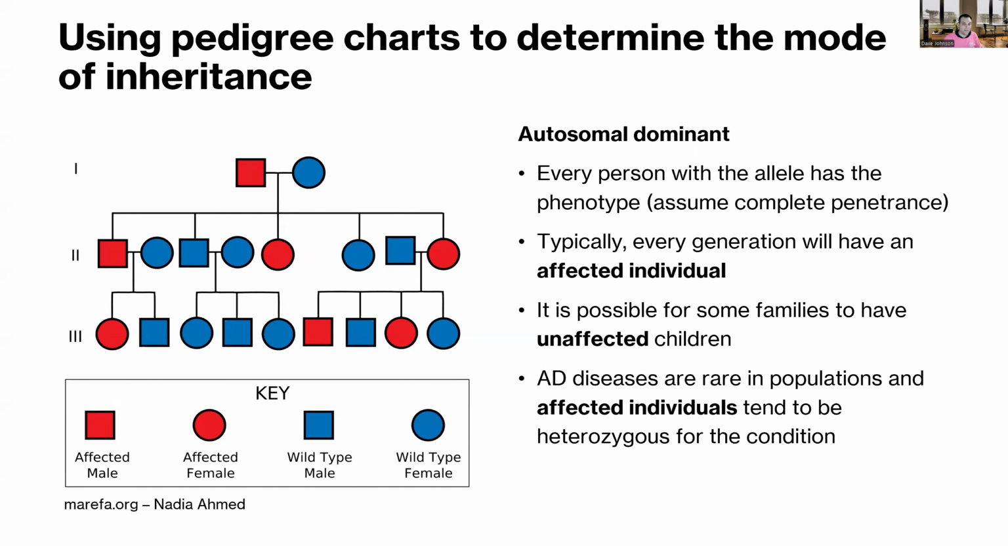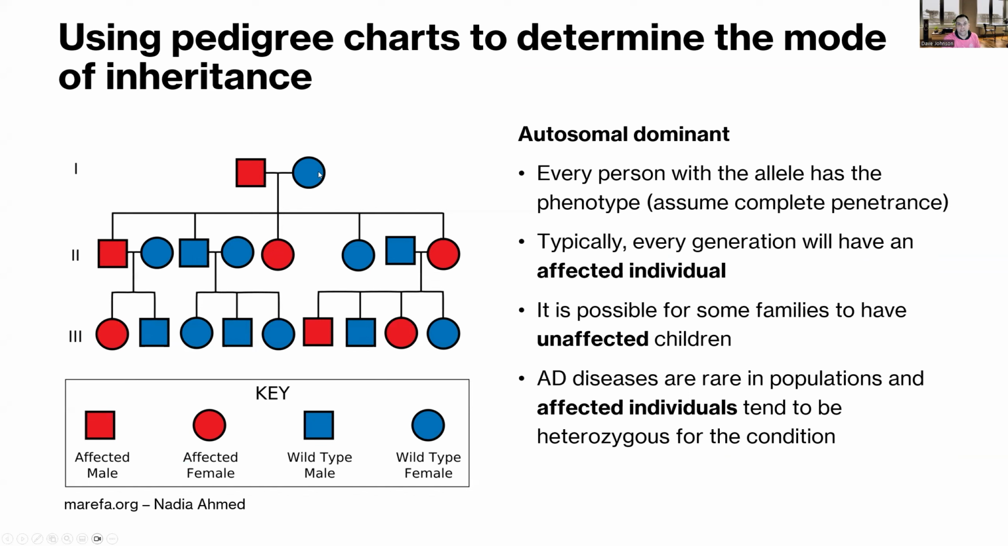So if you recall from our modes of inheritance, when we have complete dominance, that means a single copy of the dominant allele is enough to dictate the phenotype. So if something is inherited in an autosomal dominant fashion, every person with that allele will demonstrate that phenotype, assuming complete penetrance, right? There is always that exception that sometimes people don't show the phenotype, even if they have the allele. When we see something that exhibits autosomal dominant inheritance, we also see that typically every generation will have at least one affected individual.